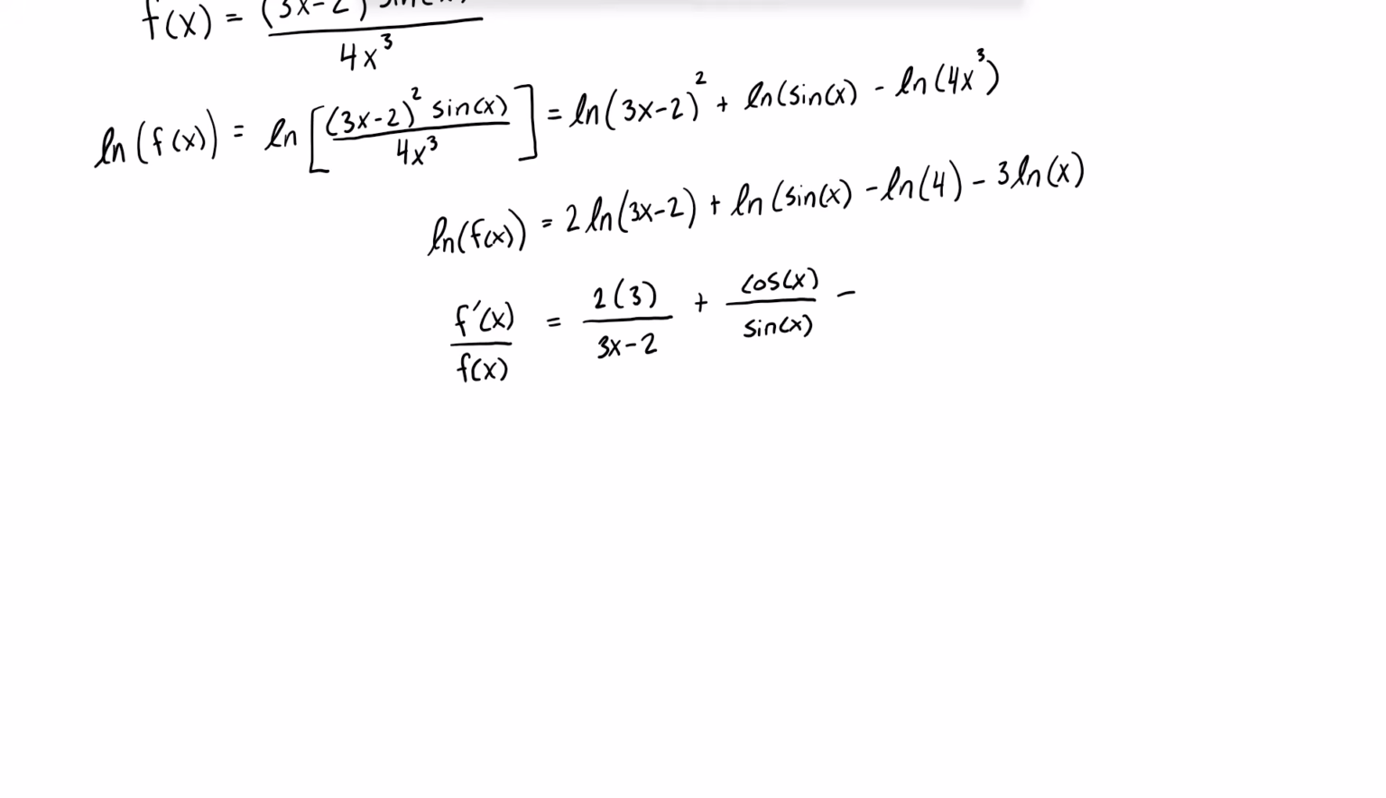And the ln of 4, we can bring down the 4, and then take the derivative of 4, which is 0, and we're going to see that this whole term is going to go to 0. And then this one is minus ln of x, so we bring the x to the denominator, and then it's going to be 3 times 1 on the top.